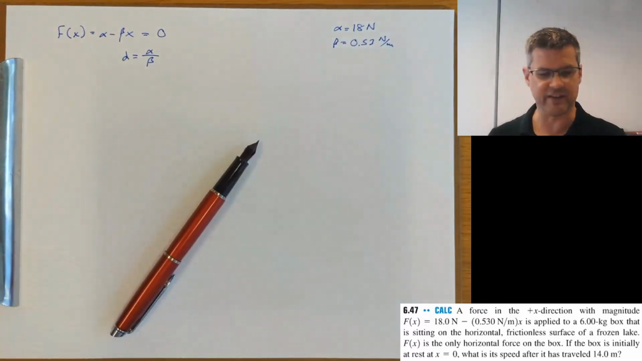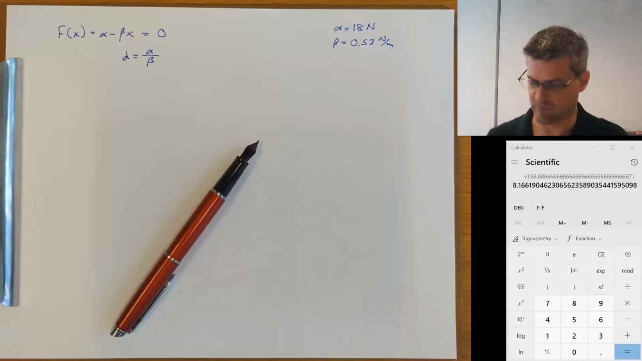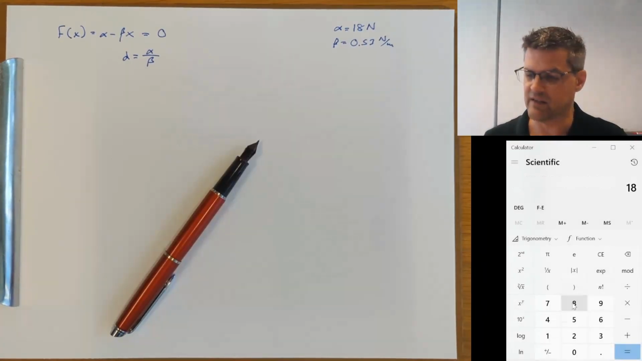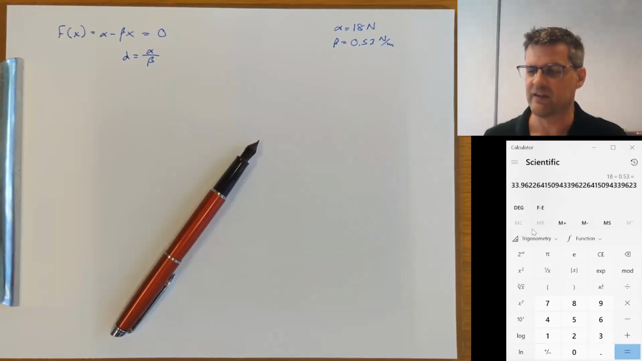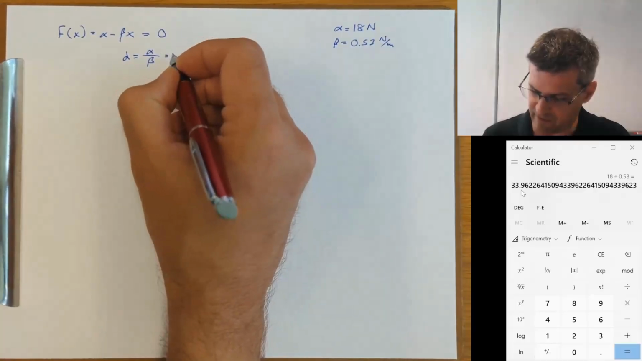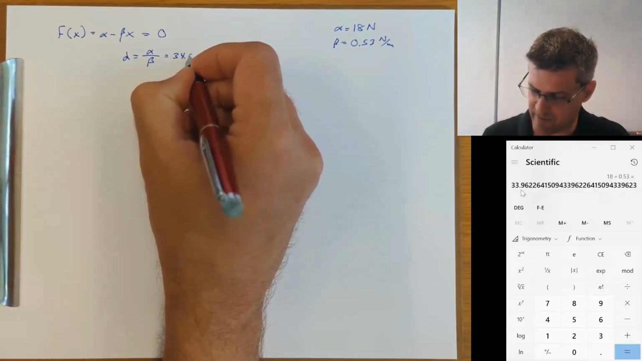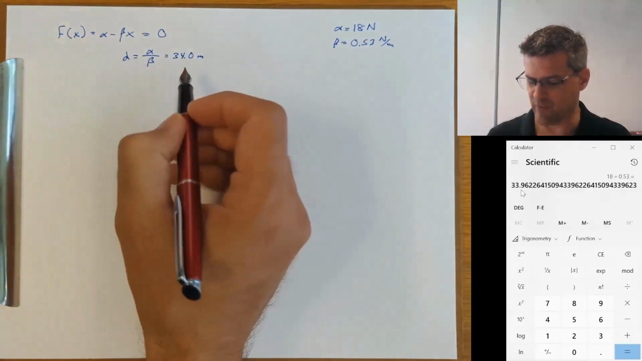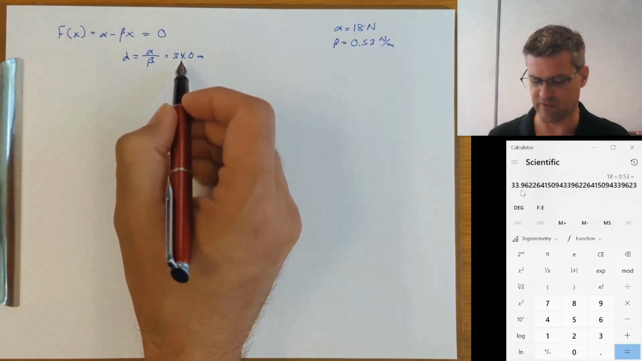Pulling out our calculator, 18 divided by 0.53. So that special distance is about 33.96, or just about 34 meters. That's about where the force goes to 0.